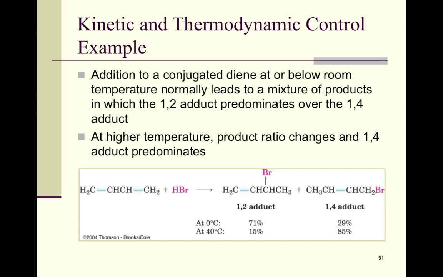Kinetic and thermodynamic control example. Addition to a conjugated diene at or below room temperature normally leads to a mixture of products in which the 1,2 adduct predominates over the 1,4 adduct. Let me go ahead and just interject here. The word adduct is from a combination of the words addition and product.